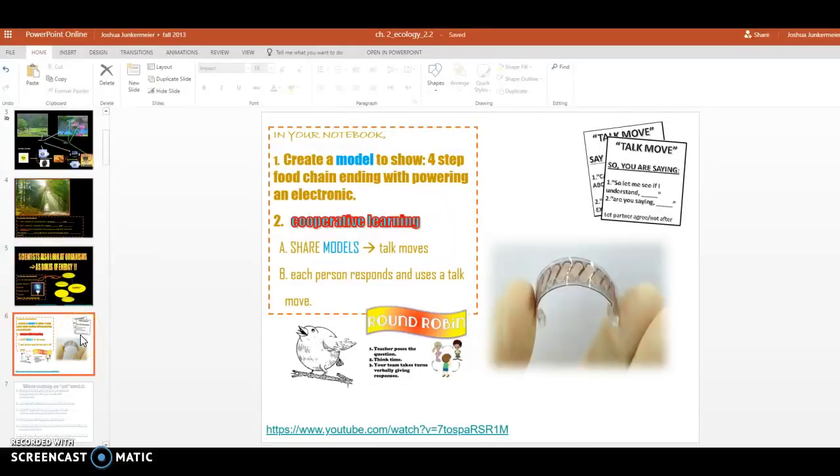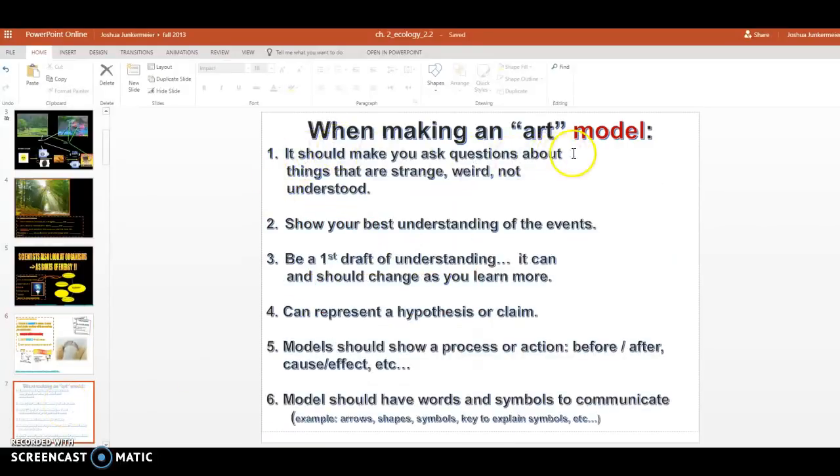Slide 6. Slide 6 is a new task. It's going to ask us to do something we've never done before. It says create a model to show something. So when we create models, let's look at what this does. So it says, when making a model, and we call it art sometimes, right? It says it should show any kind of questions you have. It should show what you understand of something. And always think of it as a first draft. It says a model can represent a hypothesis or something you're claiming. And it says a model should show a process or action.